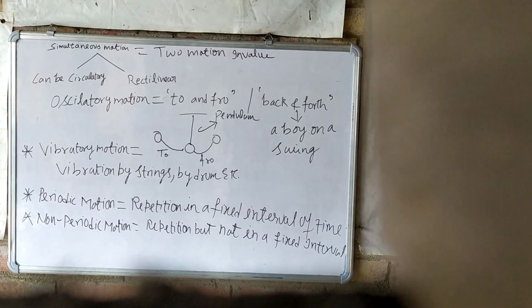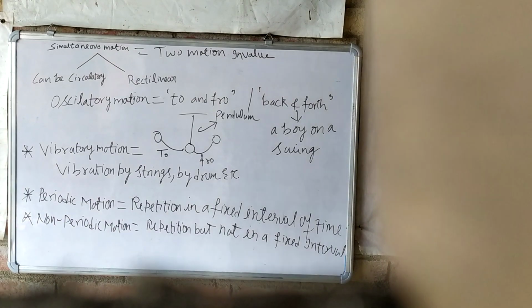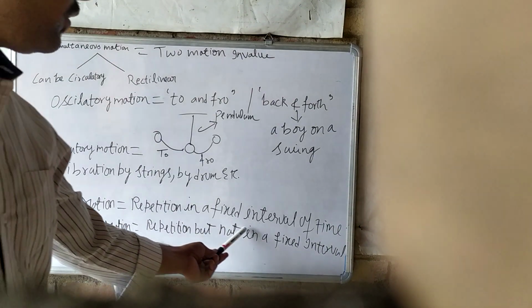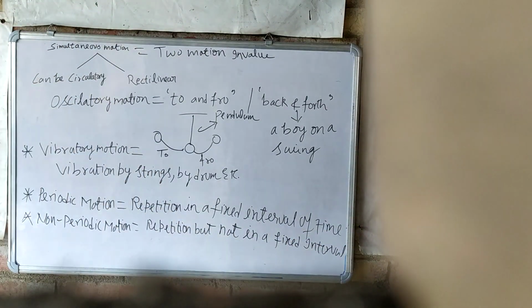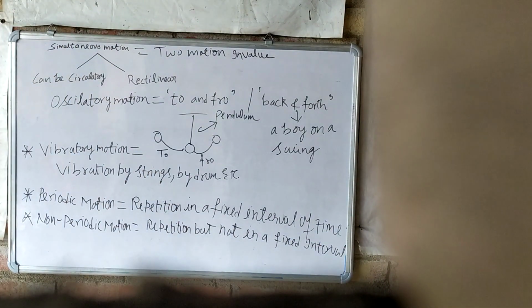Then we will study periodic motion. What is periodic motion? Periodic motion means repetition in a fixed interval of time. That means a motion in which repetitive motion occurs, but in a fixed interval of time.